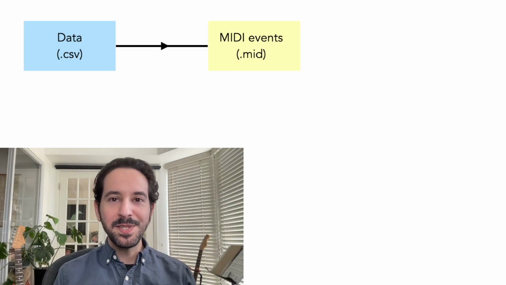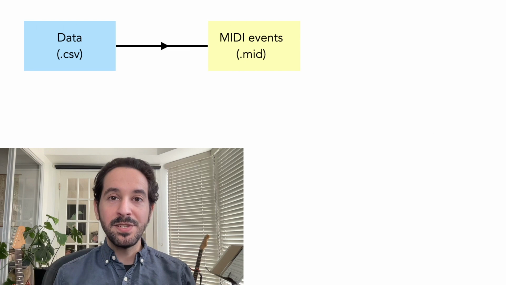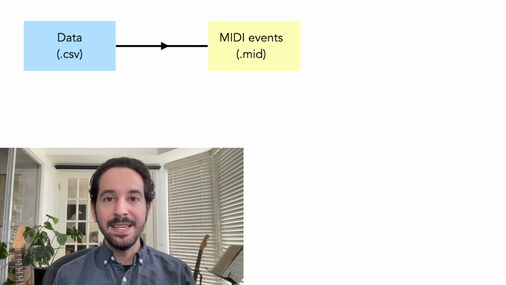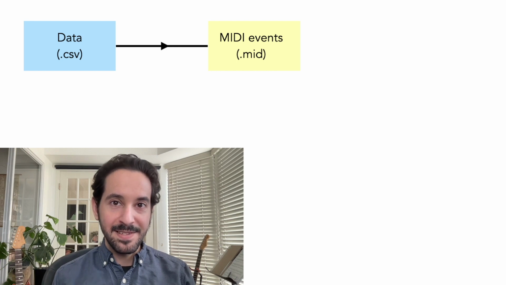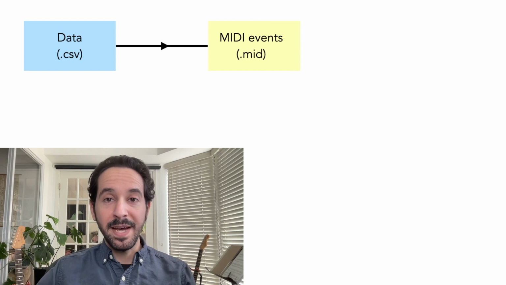All right, so here's how it's going to work. We're going to start with our data as a CSV file. So you can use any data you like as long as it's in a CSV file. And our first job is to convert or map that data into musical notes. We're going to save those musical notes as MIDI events in what's called a MIDI file. To do that, we're going to use Python.